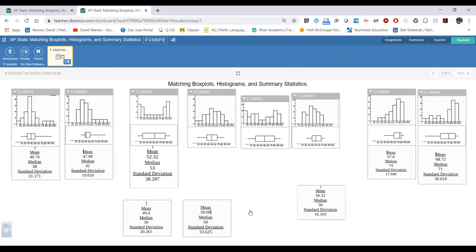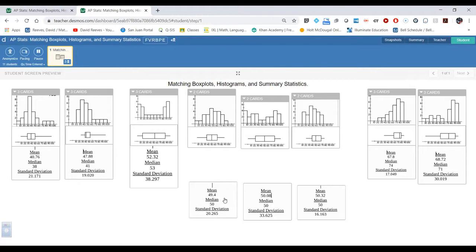All right, guys, 3 to go. And man, they're close. Look at those medians. Look at those means. All three medians of 50, right? And what do we have? We have means that are between 49.4 and 50.32. Again, super duper close. So let's take a look at these standard deviations. All right, 16. That is by far the smallest standard deviation.